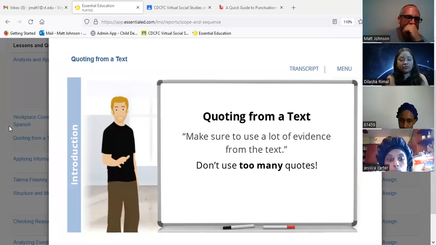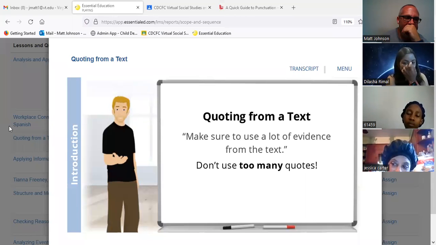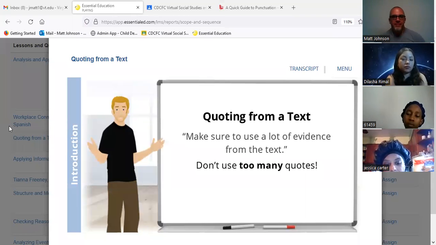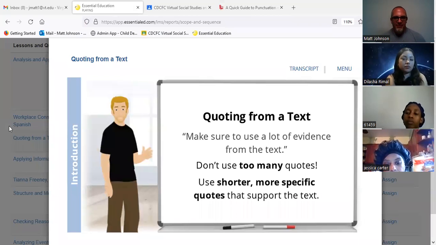I remember in 9th grade, I turned in a paper on Of Mice and Men, and my teacher, Ms. Salazar, joked that she was going to give the credit to John Steinbeck. After all, there were so many quotes in my paper that most of it was written by Steinbeck anyway. Yeah, that's not the right way to use quotations. Mr. W set me straight. He taught me how to use shorter, more specific quotes that support what I'm trying to say.